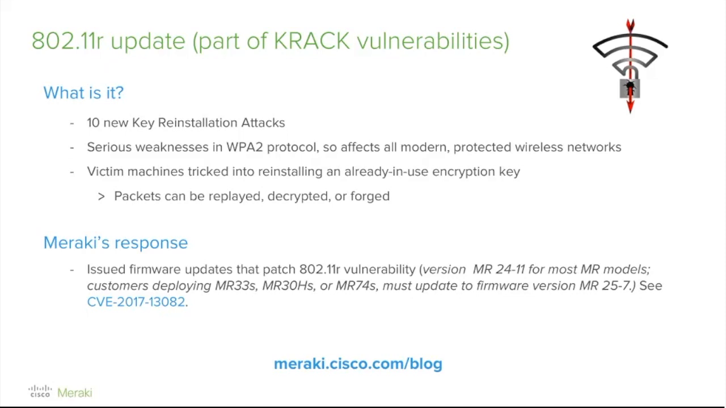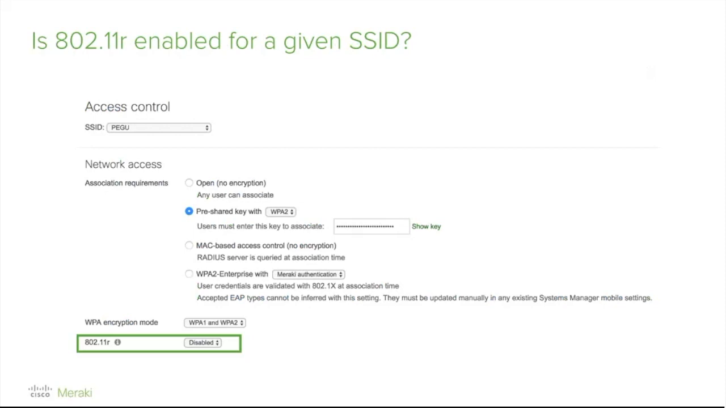Otherwise, if you are running MR33s, 30Hs, or 74s in your deployments, you're going to also need to make sure that you're running firmware version 25.7. So I would just go check the blog post. There's a lot of links to some useful information and details there about how 11r works and what we've done to mitigate this.